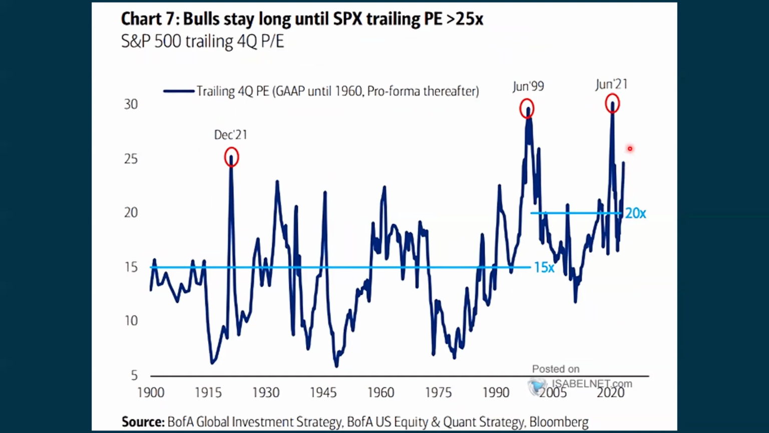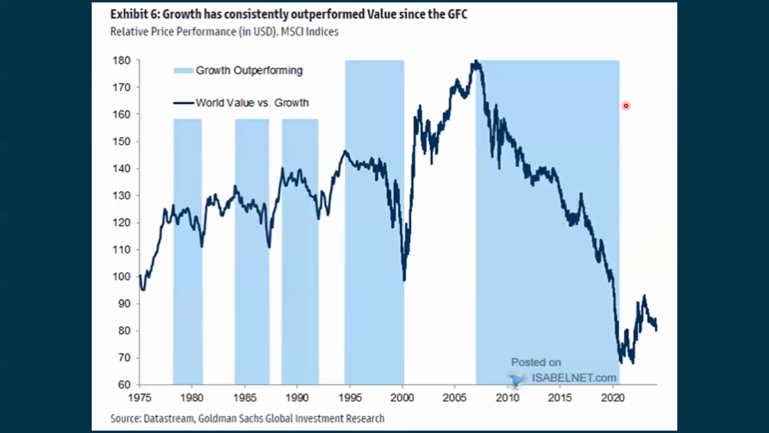And if we do get above that 25 level, sometimes there's other times in history when this has produced some kind of a problem. So we just want to keep an eye on that. And this is looking at growth versus value. And it's actually an inverse, because when this is going down, that means that growth is underperforming.